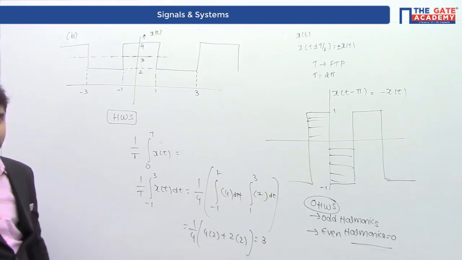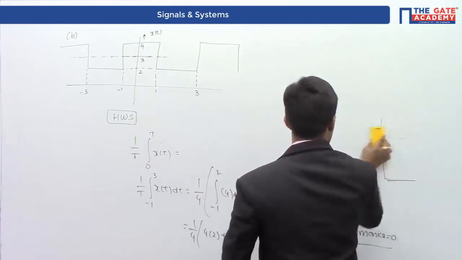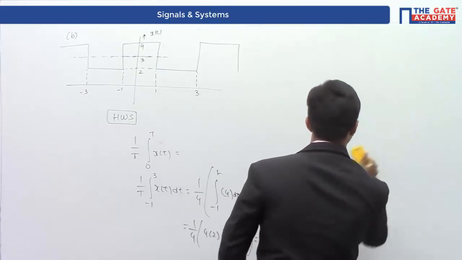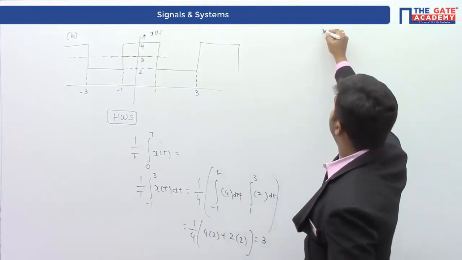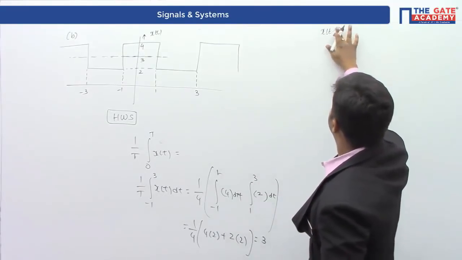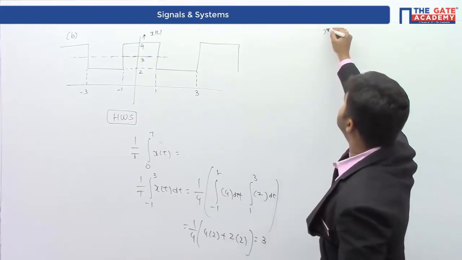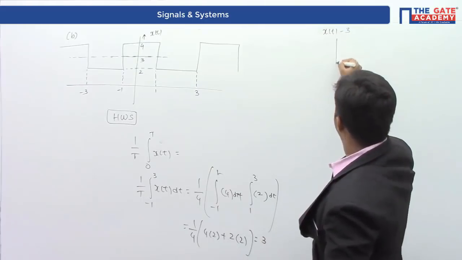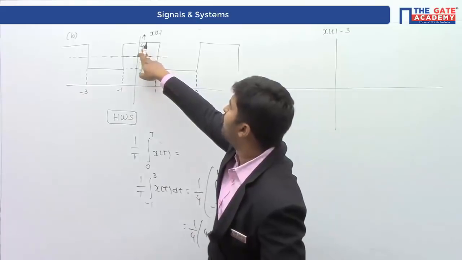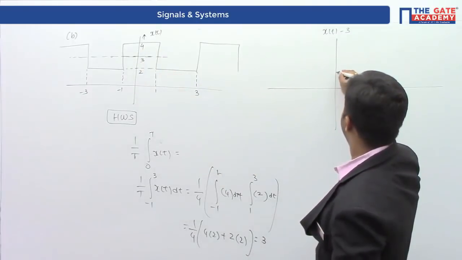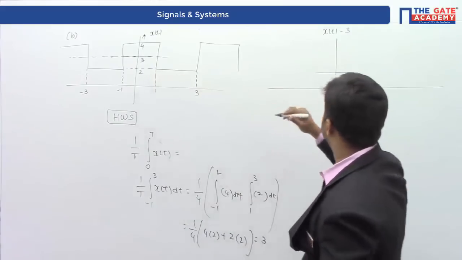Let me remove the DC component from the signal, that is x of t minus 3. If I remove the DC component, 4 minus 3 becomes 1, and 2 minus 3 becomes minus 1.